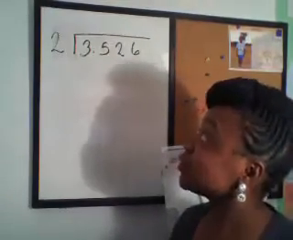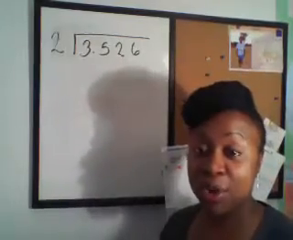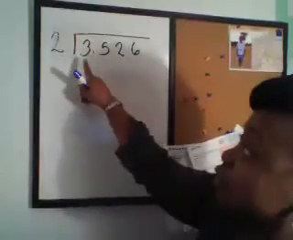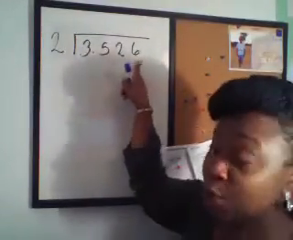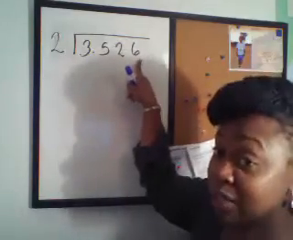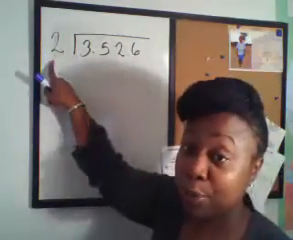Ms. Alicia is going to do a quick lesson on dividing a decimal by a whole number. Okay, our decimal is 3.526, which is also 3 and 526 thousandths. We're dividing that by a whole number, 2.